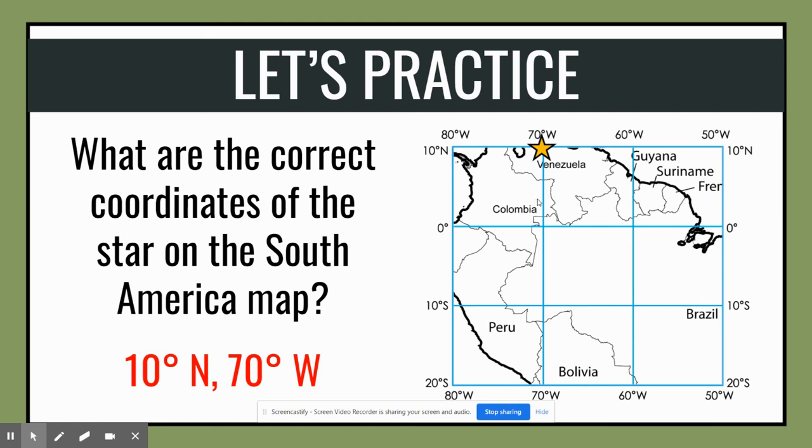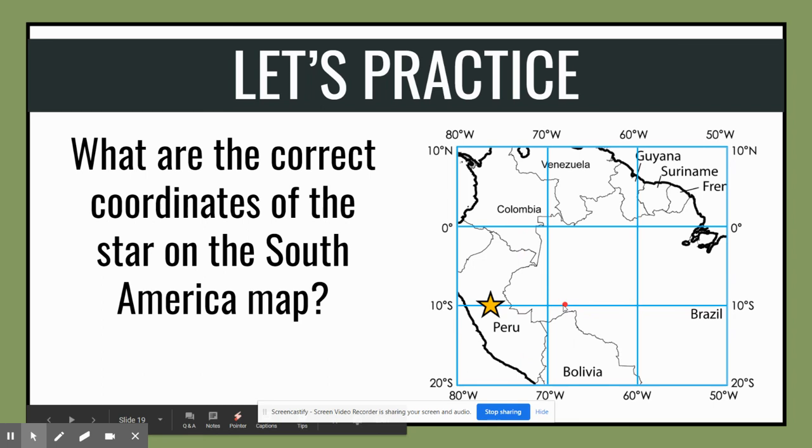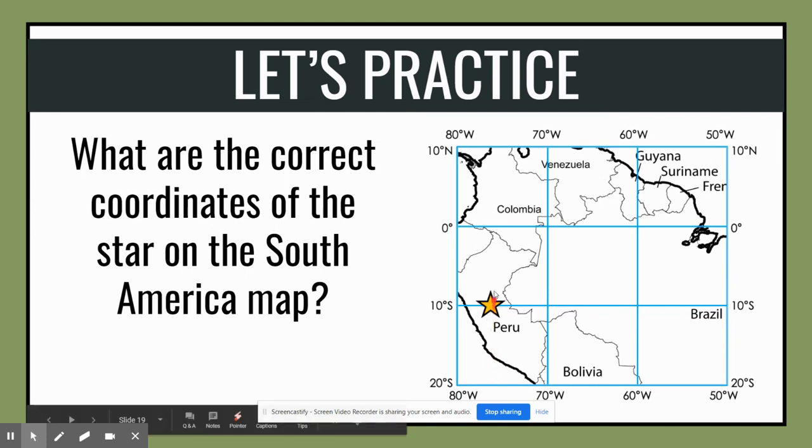Okay, and then our last one is Peru. So Peru, this one's a little more challenging. Okay, and I'll tell you why. So the line of latitude, our first coordinate, is going to be 10 degrees south. Okay, that's the easy part. The difficult part is the line of longitude, we don't have one. Okay, we don't have a line to go off of.